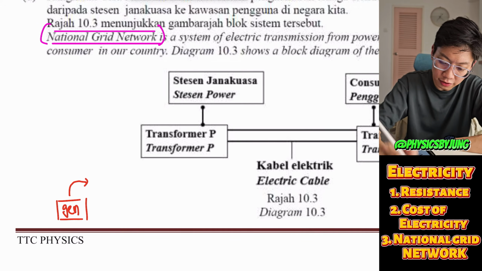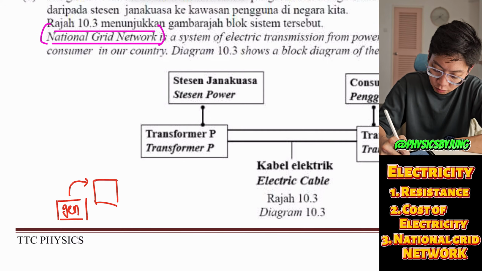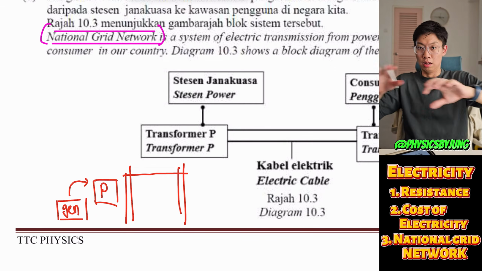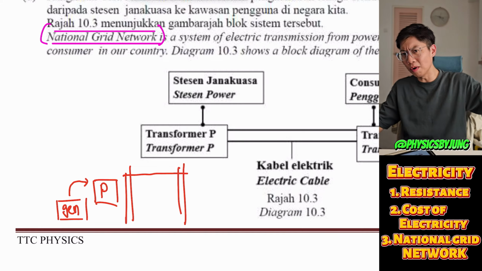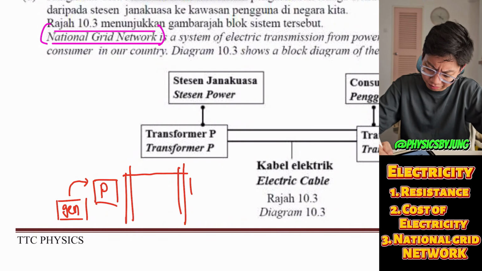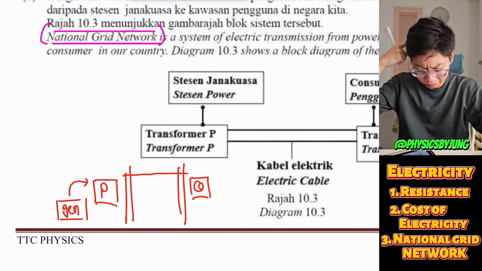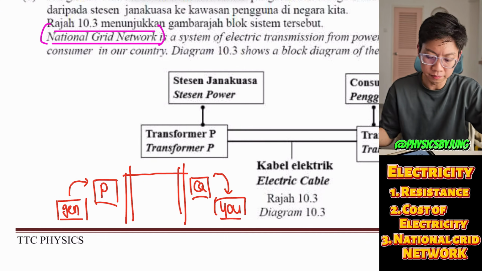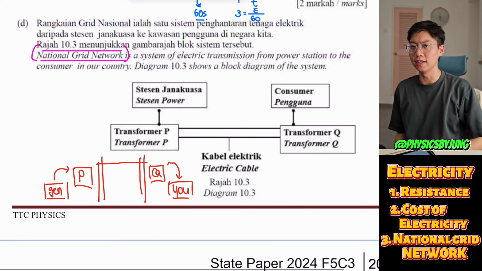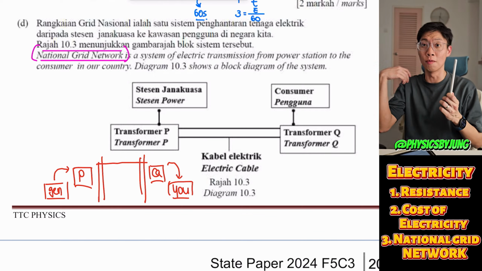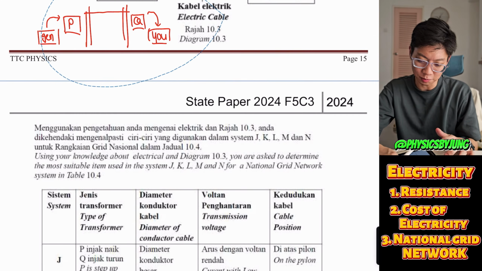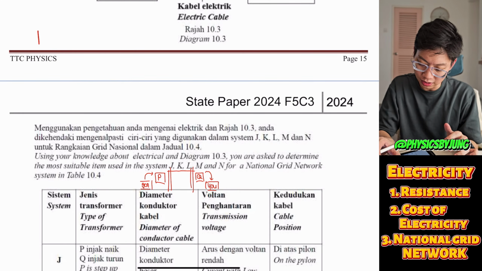Then your generator goes through something we call the P transformer. Then it goes to the big National Grid Network pylons and everything. Then you have Q, and after that, only then it goes to U. Now, what is your transformer P and what is your transformer Q? So let's go and look at the next page. Okay, so this is our concept.